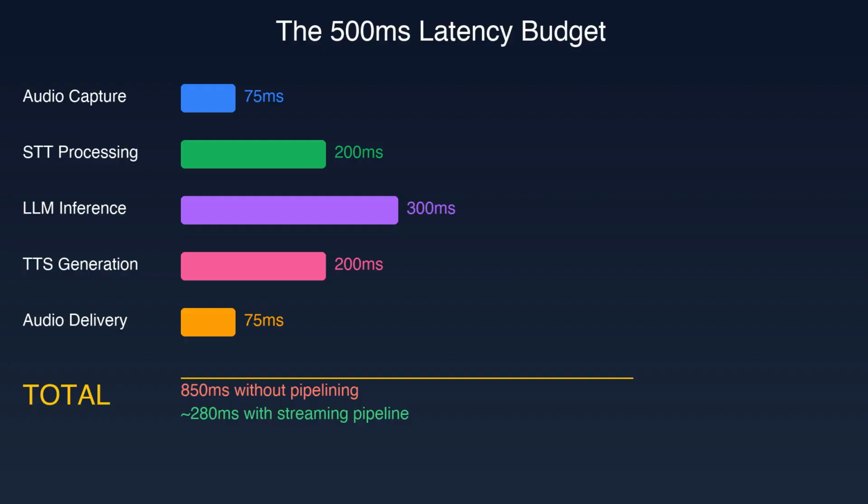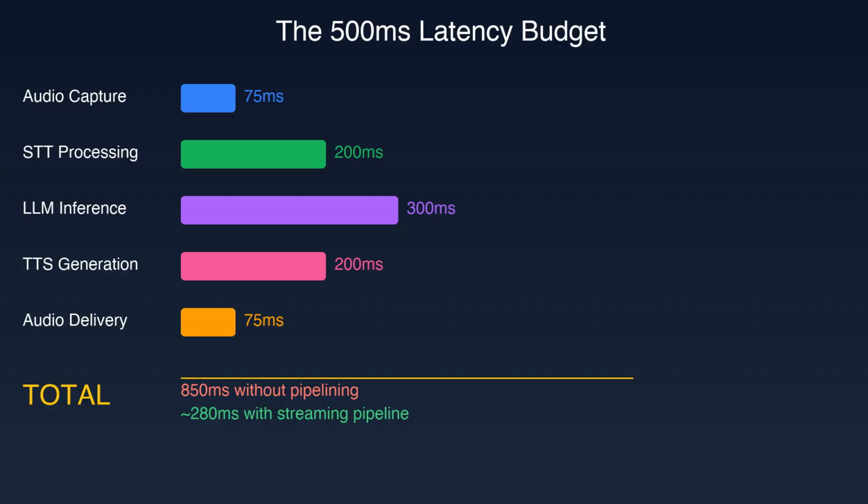Here's what eats into that budget. Audio capture and network transit take about 50 to 100 milliseconds. STT processing takes 100 to 300 milliseconds. LLM inference takes 200 to 800 milliseconds, depending on the model. TTS generation takes another 100 to 300 milliseconds, and audio delivery back to the user takes 50 to 100 more. Add it all up, and you're looking at 500 to 1600 milliseconds total. That's too slow for natural conversation.